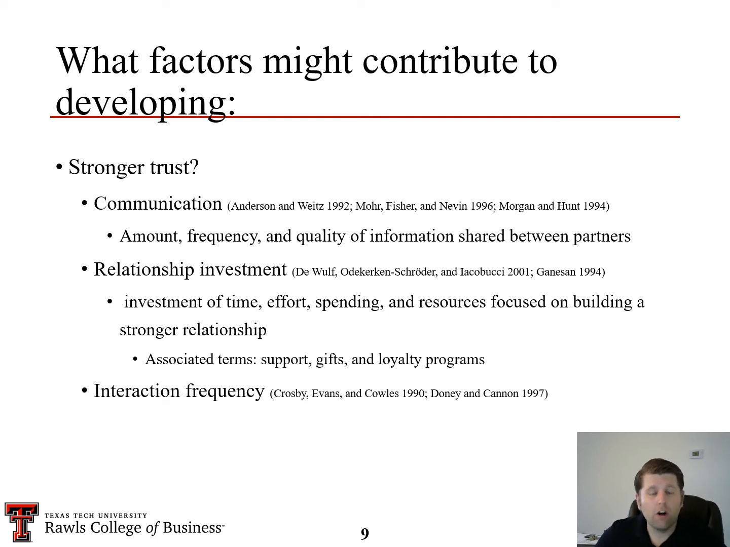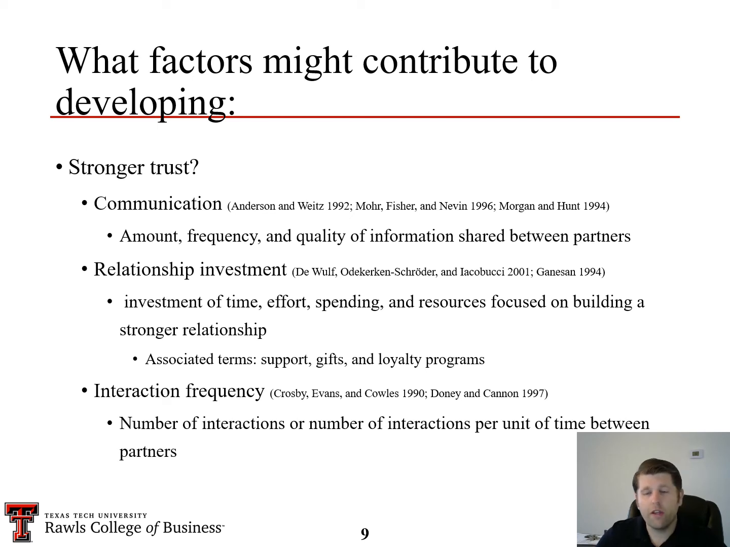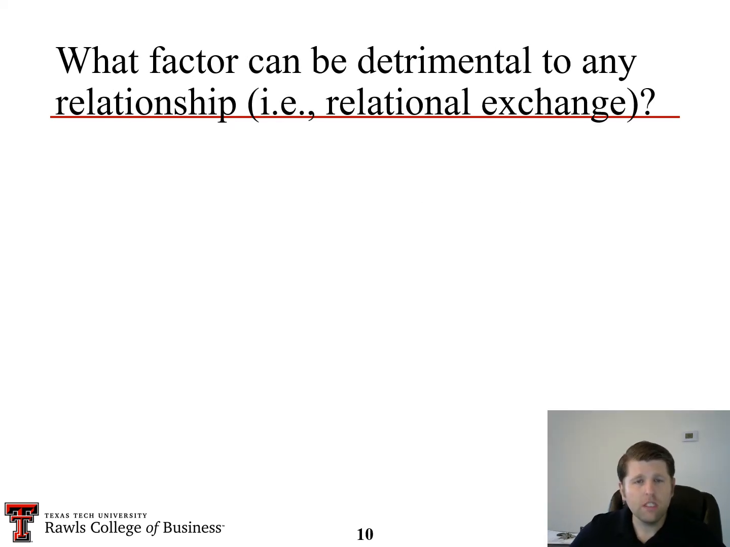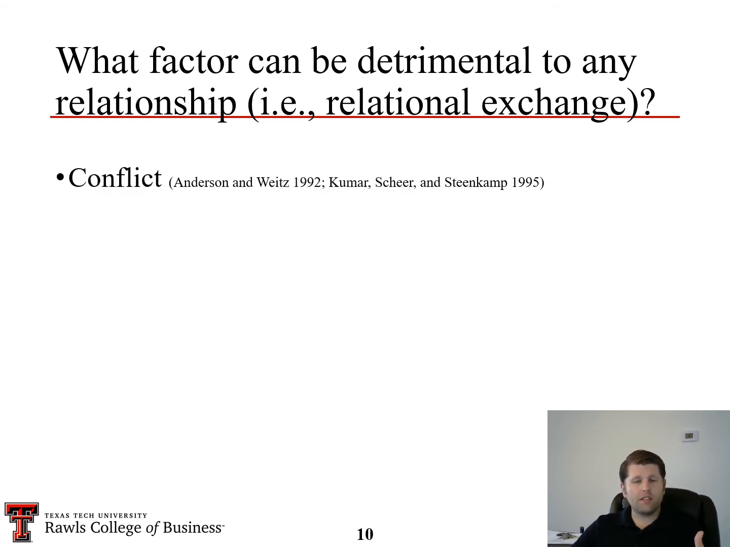It also occurs through interaction frequency, and interaction frequency are those number of interactions with your partner. So there are a few things that would be detrimental to a relationship, and one of those is conflict.